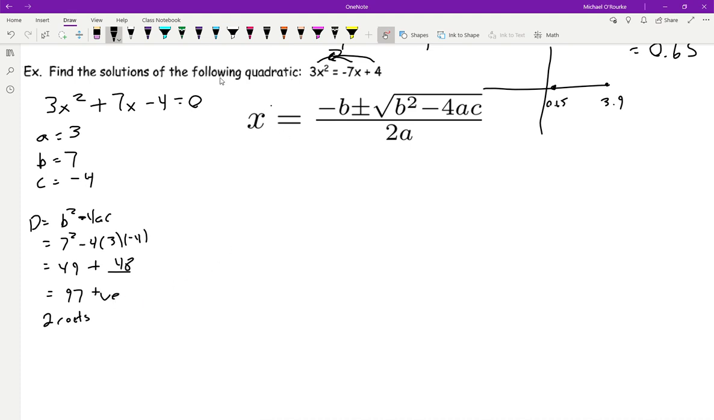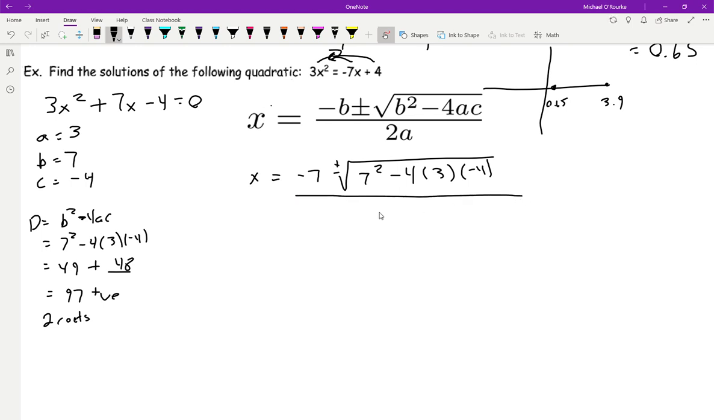Okay. So now let's plug everything into here. So we get x equals negative 7 plus minus the square root of 7 squared minus 4 times 3 times negative 4, divided by 2 times 3. That's a horrible bracket there.